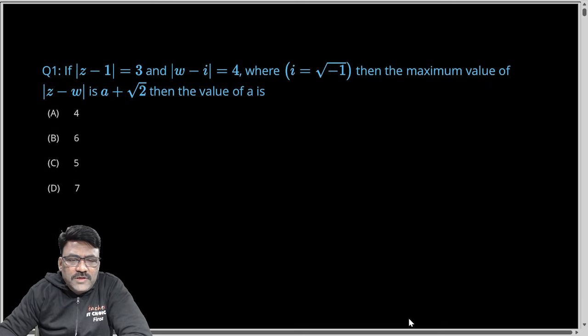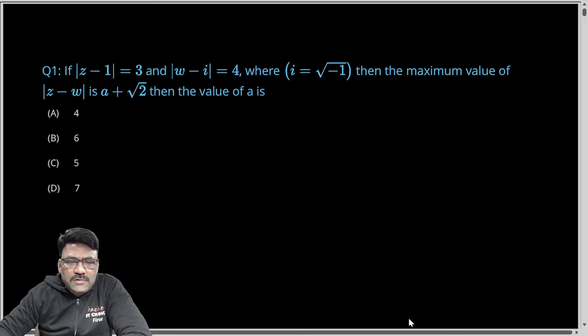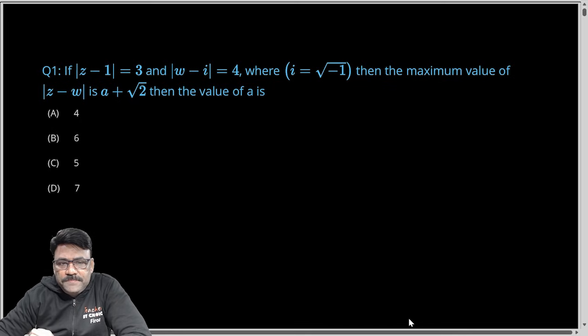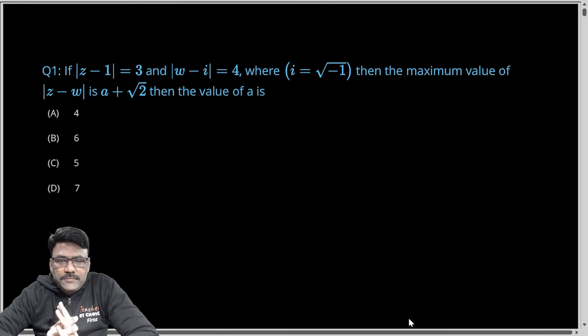So see, this mod of z minus 1 is equal to 3. Basically, it is a circle with center at 1, 1 means 1 comma 0, and radius 3. So z lies on a circle with center at 1 comma 0, radius 3. Omega also lies on a circle with center at iota, iota means 0 comma 1, and radius 4. And if you find the distance between the two centers, the distance between the two centers is root 2 here, which is less than the sum of radii but greater than the difference of radii. Means these two circles are intersecting circles.